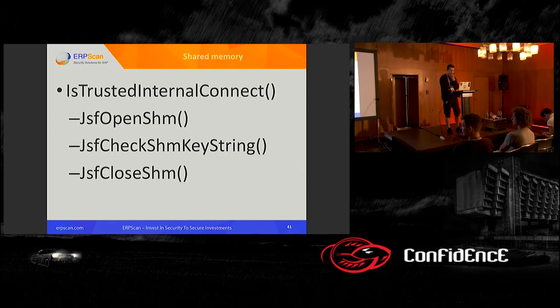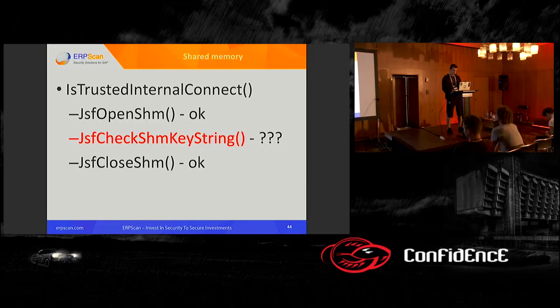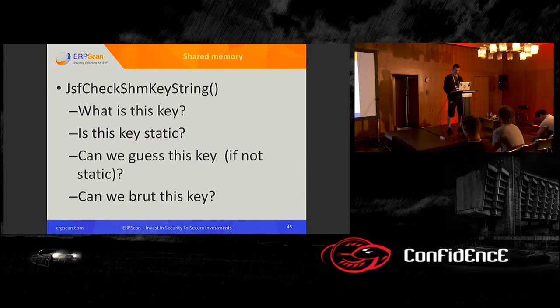Okay, back to our functions. Let's try to understand what exactly they do. First, JSF open SHM. It looks like this function just opens SHM. Likewise, the function close SHM closes it. And what is this one? It looks like it checks some key. This is pretty interesting. So now we should answer a few questions. What is this key? Is this key static? Can we guess this key if it's not static? And if it's not static, can we brute force this key?